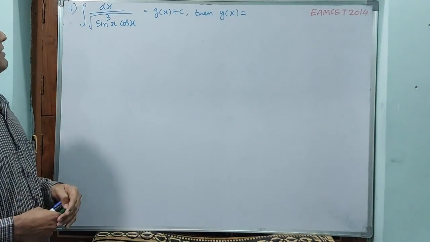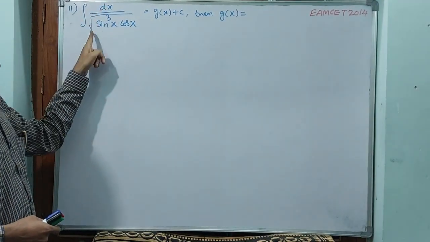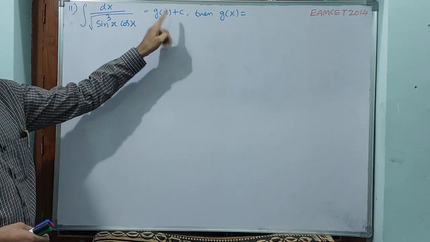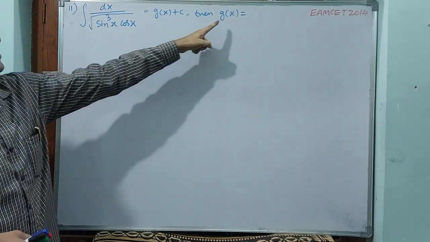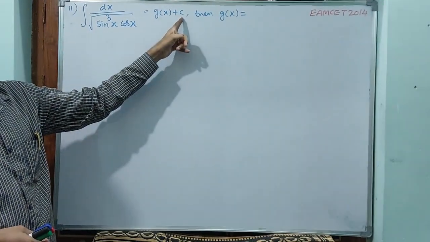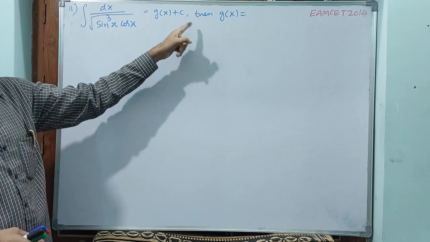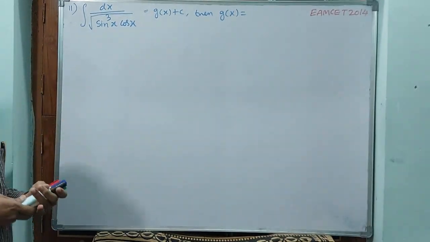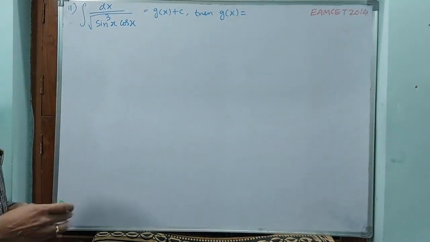Okay, see question number 11. Integral dx by square root of sin cube x cos x is equal to g(x) plus c. They have given g(x) plus c, but we have to find g(x). That means you have to remove the constant, that's all. Without the arbitrary constant c, you have to do it. Like that also we can pursue. Let us proceed.